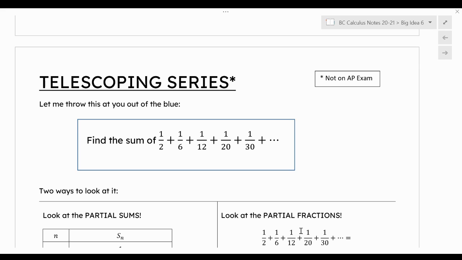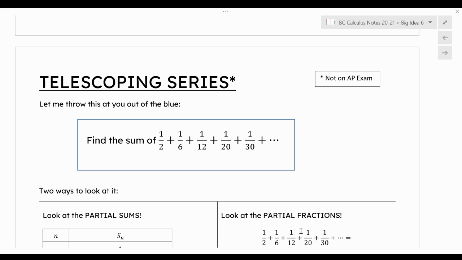So here is a sum. Check it out there. Half plus a sixth plus a 12th plus a 20th. Now, at first glance, you're thinking, well, let's just see if it's geometric. If I'm asked to find the sum, it's got to be geometric, right? Well, not exactly. There's not a common ratio, so we can't use the geometric series for this.